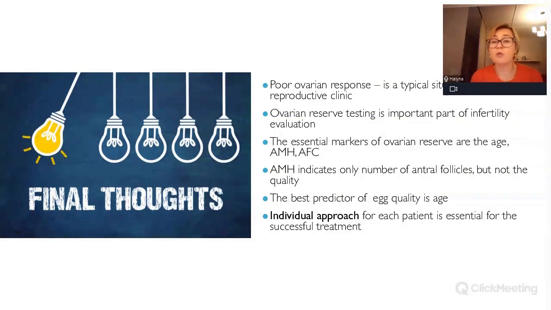AMH indicates only the number of antral follicles, not quality, but age is the most important predictor of the quality of eggs. And of course, in such a difficult case, we should use an individual approach for each patient, because it is essential for successful treatment.